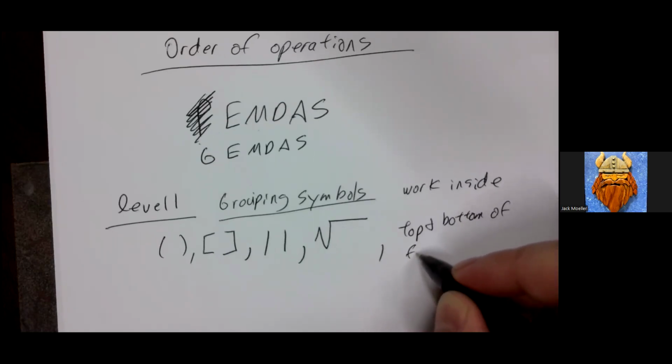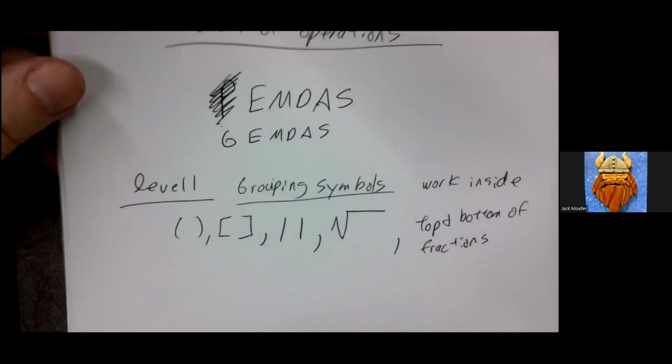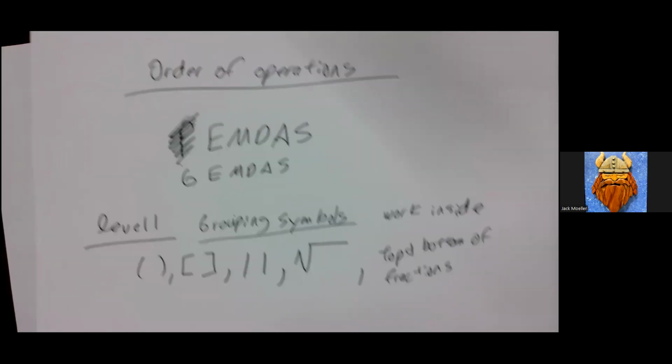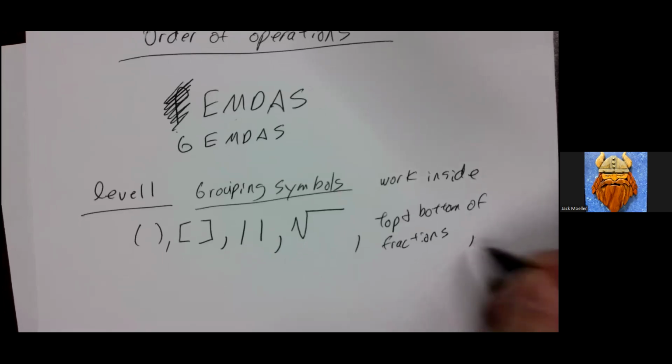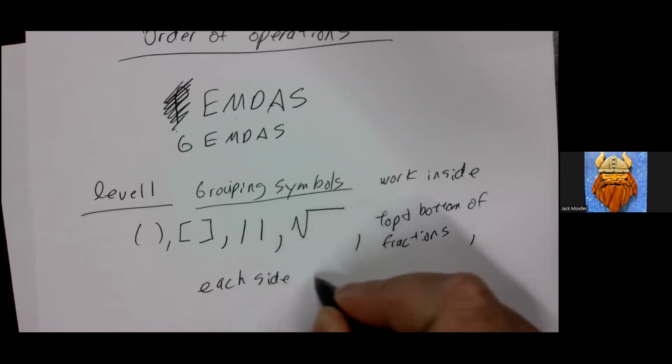If you're not for sure what I mean there, if you look at sort of a messier problem, like that 56, 57, 58, what's your general approach to that? Well, you're going to work the top and bottom as separate problems. So the top of the fraction is a grouping symbol, the bottom of the fraction is a grouping symbol. We'll come back to that. Something else that you may not think of as a grouping symbol, each side of an equal sign.